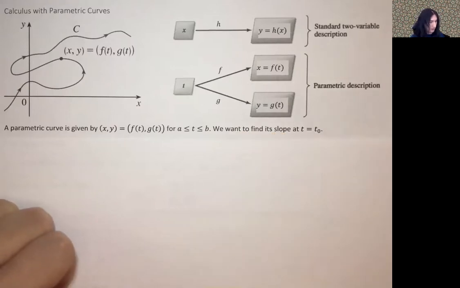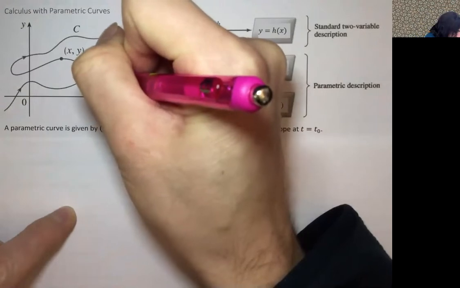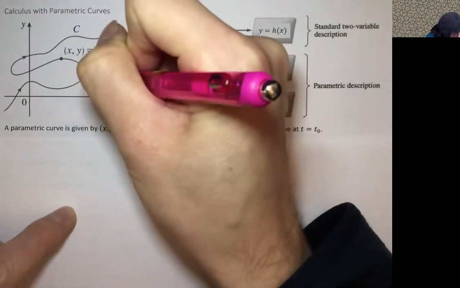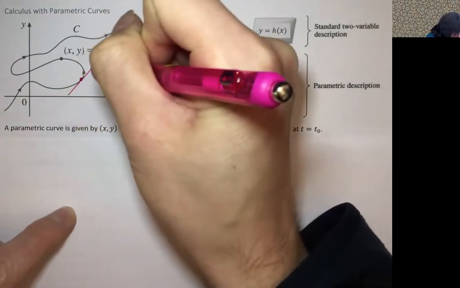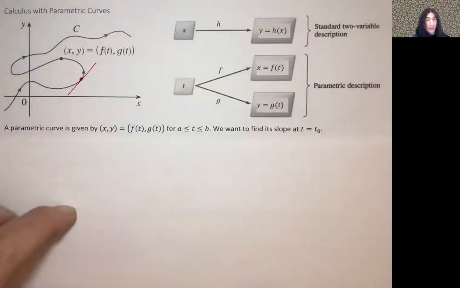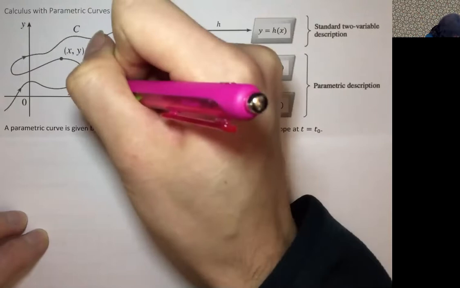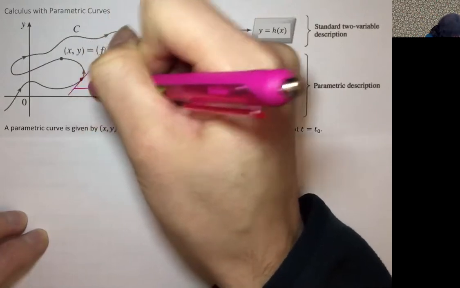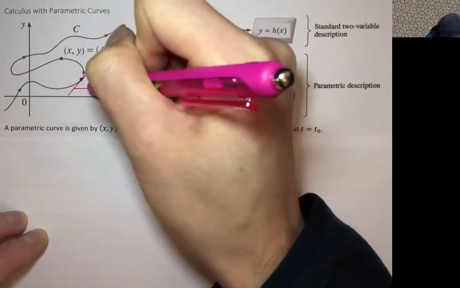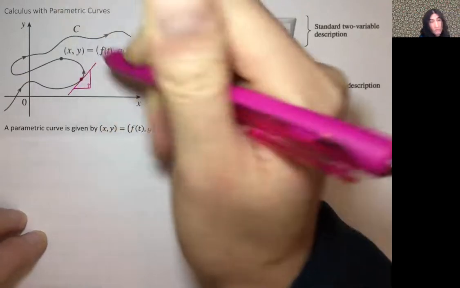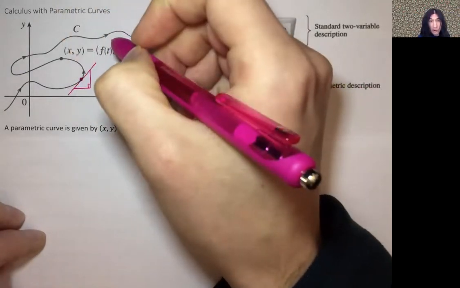So let's recall that a tangent line to a curve looks something like this. It's a line which passes through a point on the curve in the same direction that the curve passes through it. And the direction is, of course, encoded in the number we call slope. When we're talking about the slope of any line, you're thinking about rise over run.